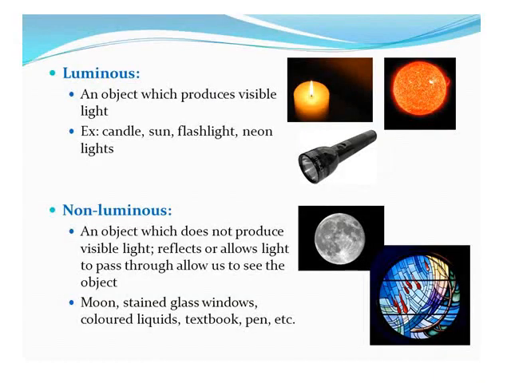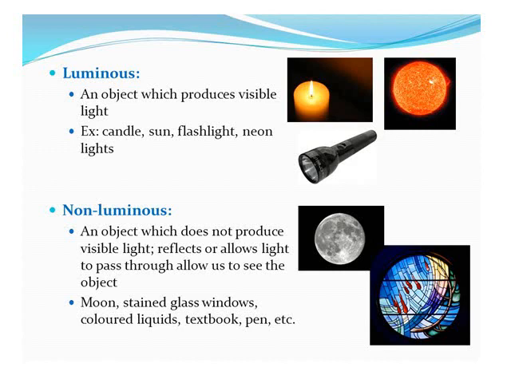On the basis of light, the objects around us can be classified into two. They are luminous objects and non-luminous objects. So what are they? Luminous object, an object which produces visible light, are called luminous objects. For example, candle, sun, flashlight, neon lights all emit their own light. Therefore, they are known as luminous objects.